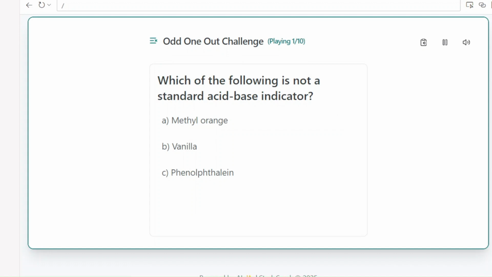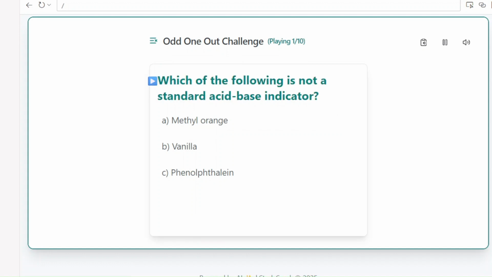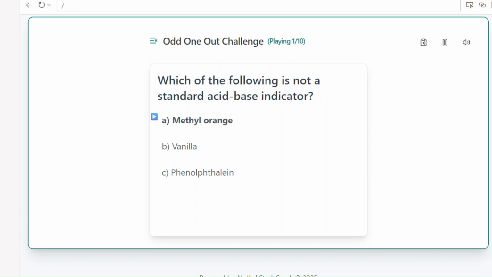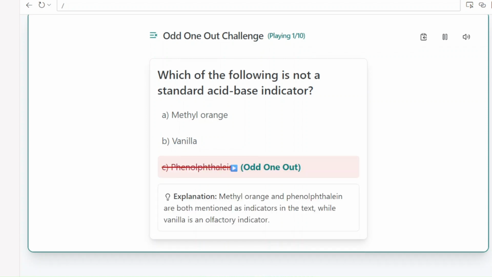Now starting, odd one out. Which of the following is not a standard acid-base indicator? Methyl orange, vanilla, phenolphthalein. The odd one out is vanilla. Because methyl orange and phenolphthalein are both mentioned as indicators in the text, while vanilla is an olfactory indicator.